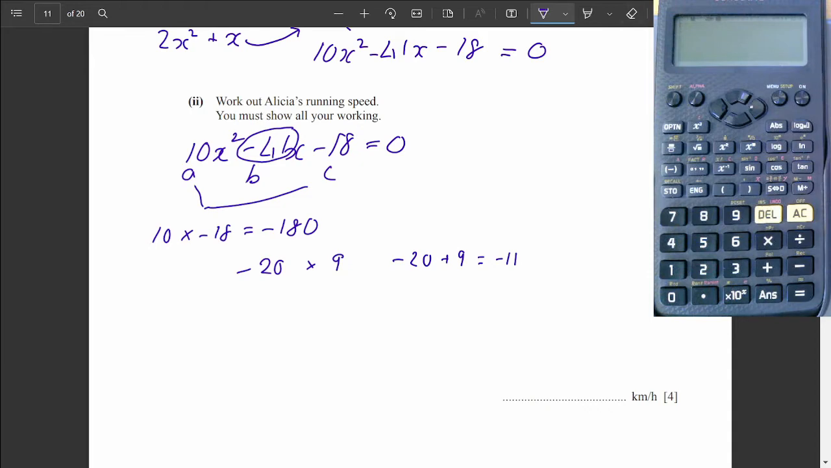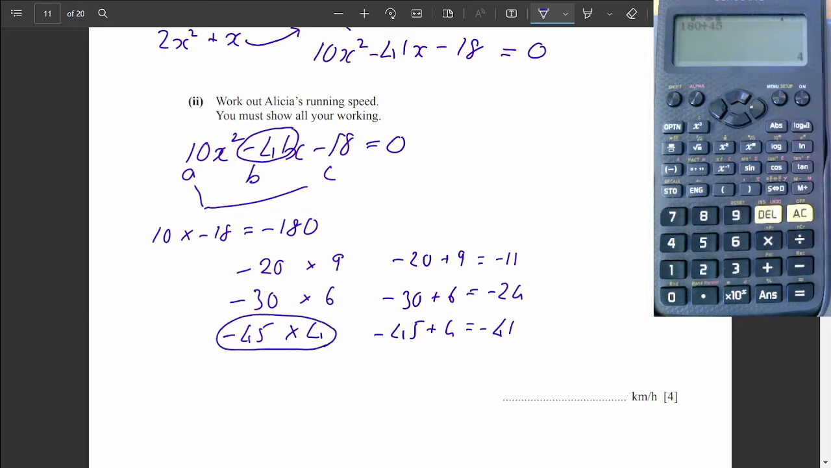Let's go for maybe minus 30 times 6, is it? Yeah, when we add them together, we get minus 24. No. Let's see, what else is there? 45. Yes. 180 divided by 45 is 4. So minus 45 times 4. And when we add that together, we get minus 41. And there we go. Those are two factors.